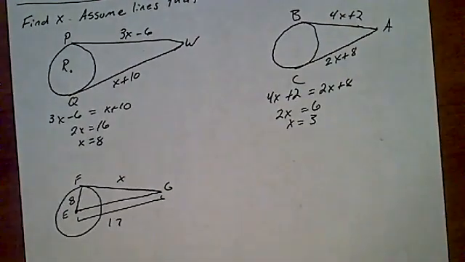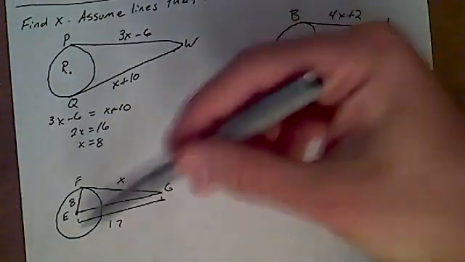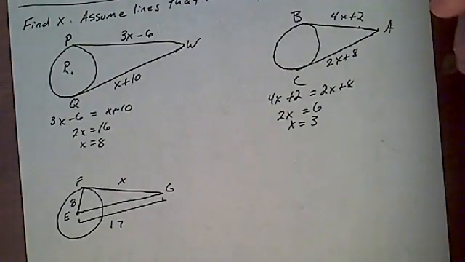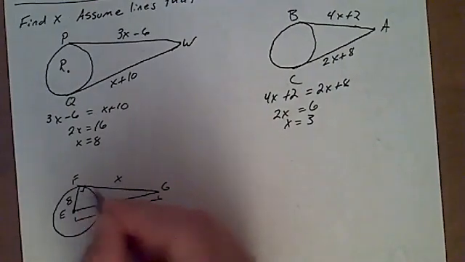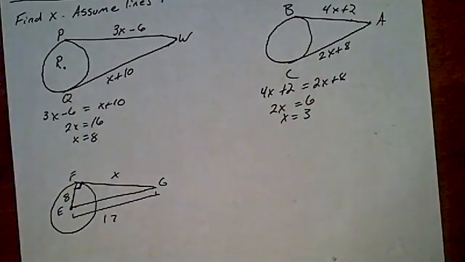All right, we have EFG, and FE is 8, that's the radius. FG, the tangent, is X. And the hypotenuse is 17. Again, we know that this must be a right angle because FG is tangent to the circle.